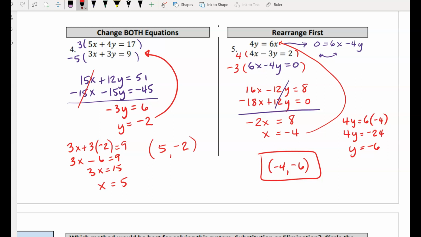Now I can substitute that back into the very original 4y equals 6x. That's the easiest place to substitute it in, and that's still a valid equation. So I substituted in there to get the y value that goes with my x. But you can substitute into any of those 3 equations that we started with.